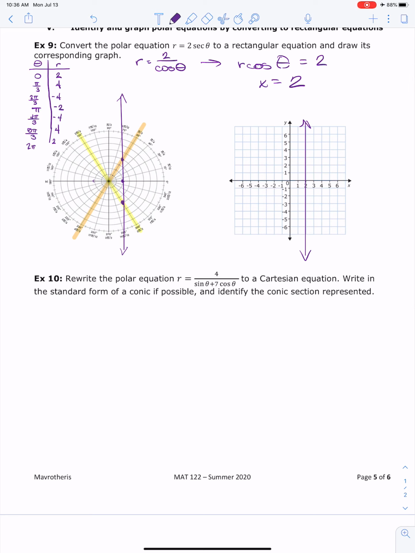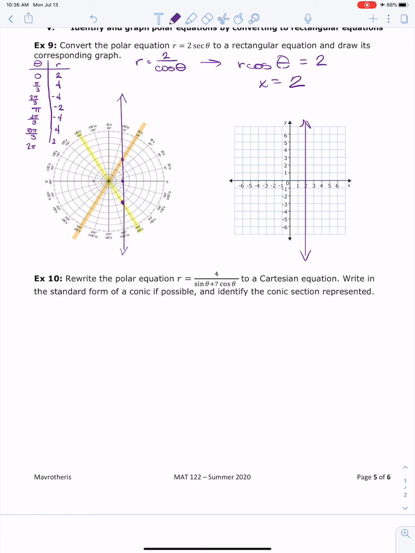Example 10, we want to rewrite this polar equation, r equals 4 divided by sine theta plus 7 cosine theta, to a Cartesian. So write in the standard form of a conic if possible and identify the conic sections. So hopefully you remember your conic sections: circles, ellipses, parabolas, and hyperbolas, because you are going to need to be able to recall those equations.